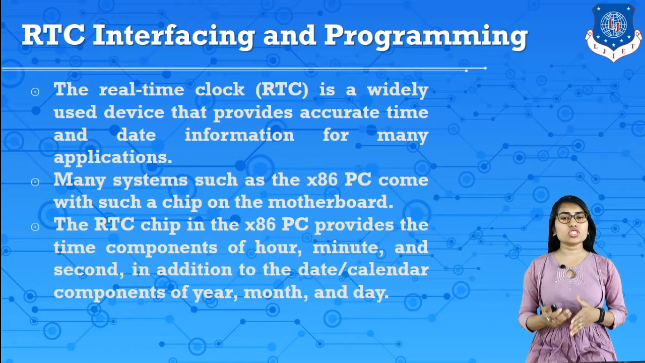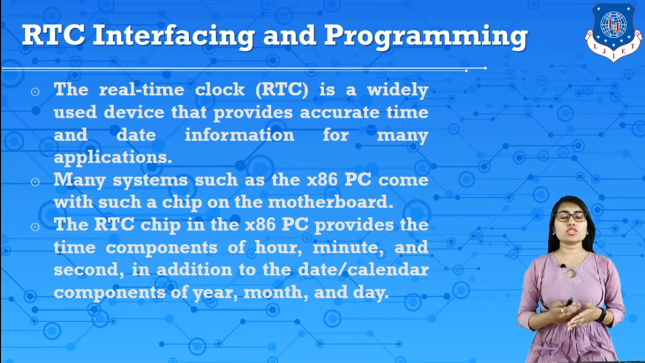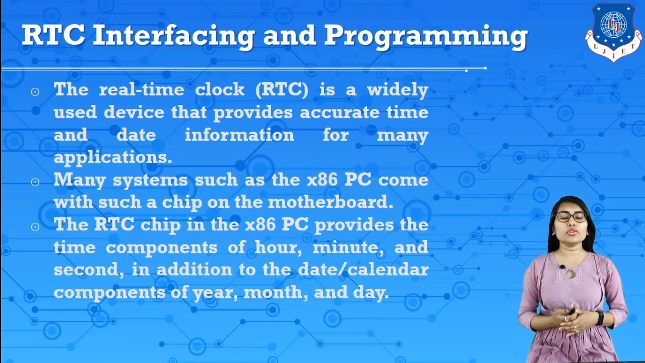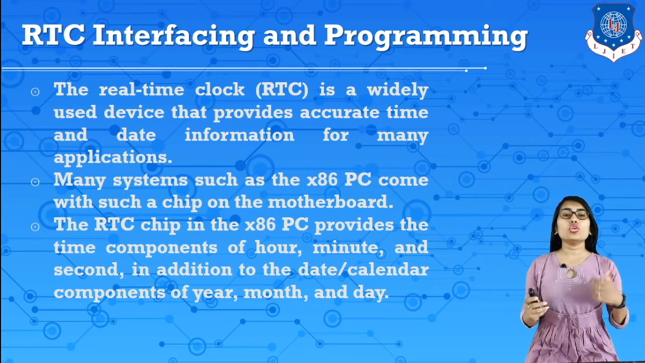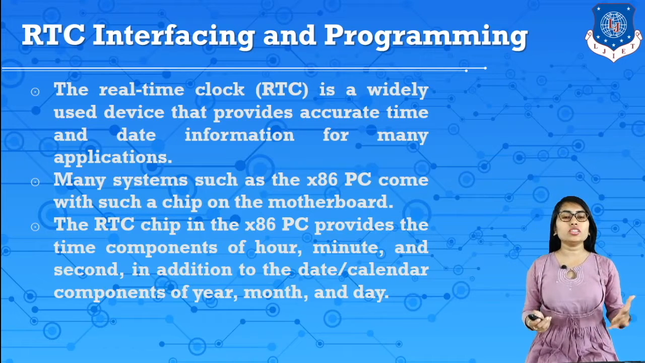Many systems such as x86 PCs come with such a chip on the motherboard. The RTC chip in an x86 PC provides the processor with time components of hours, minutes and seconds, in addition to date and calendar components: year, month and date.